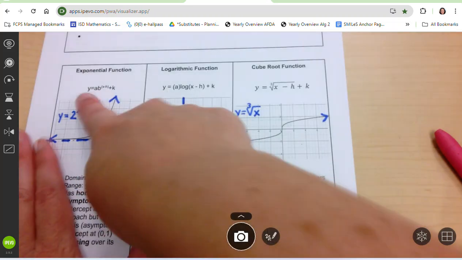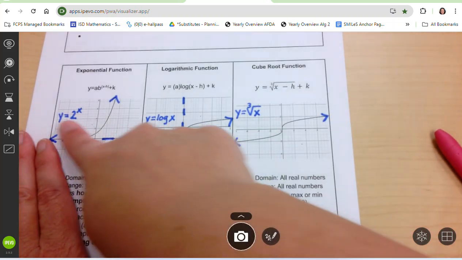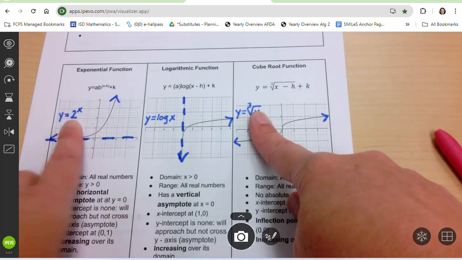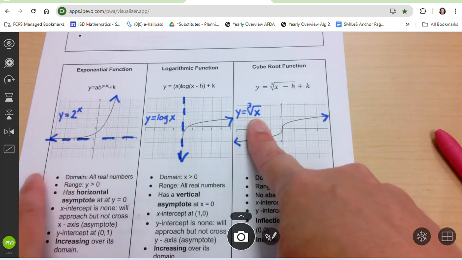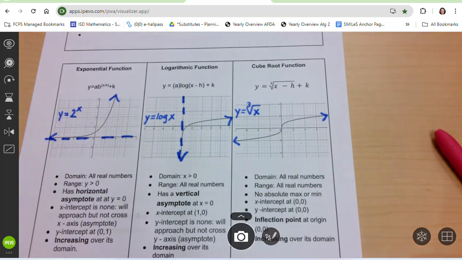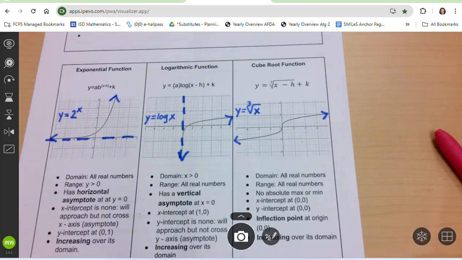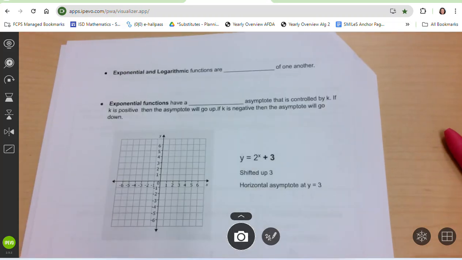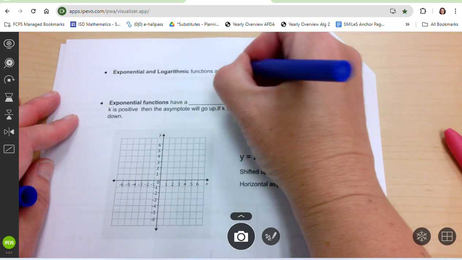Right here, these are the equations for the parent functions, and I want you to add them to your graphs. This is 2 to the x, this is log x, and this is cube root of x. So take a minute to make sure you filled in what I have, and then we're going to turn the page. It's like our picture time.